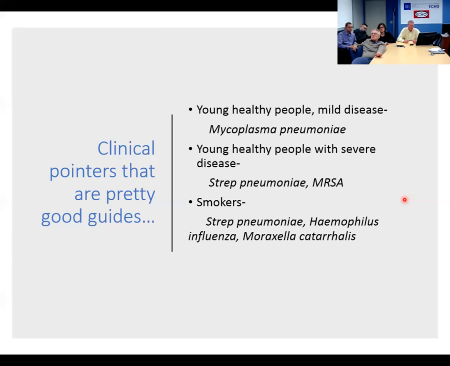If they're smokers, just like Joe Camel, think pneumococcus, H. flu, Moraxella as the causes of acute exacerbation of chronic bronchitis as well as pneumonia. Depending on how sick they are, you could treat them with Augmentin or a similar drug.